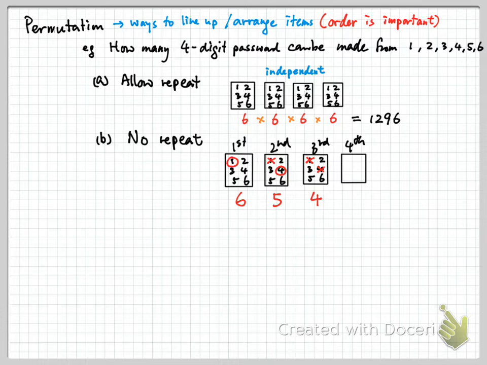And of course, finally, in the last box, you are down to 3 options. 1 is taken, 4 is taken. If you take 5 in the third digit, then 5 is taken. So you are down to 3 options.